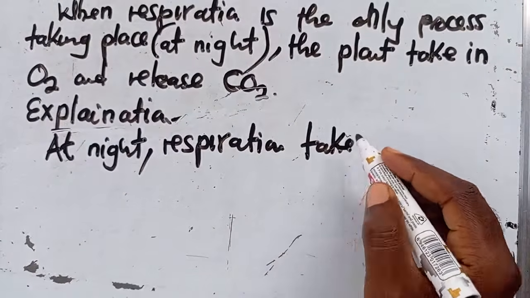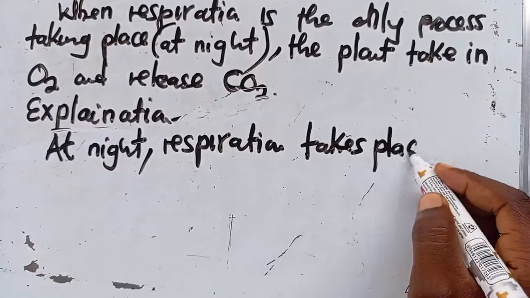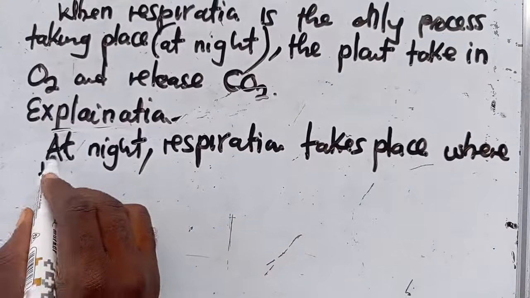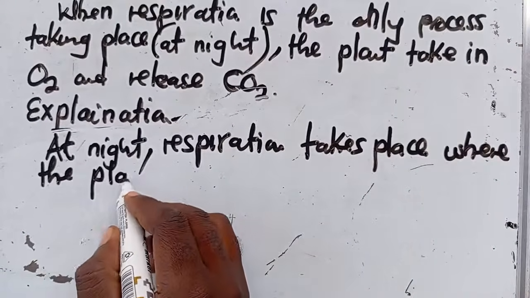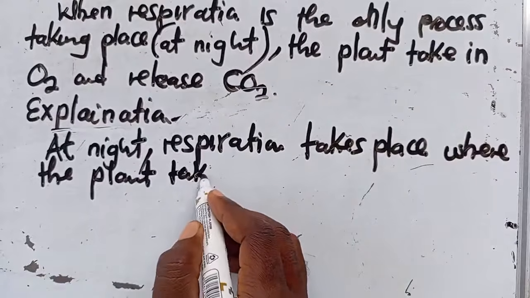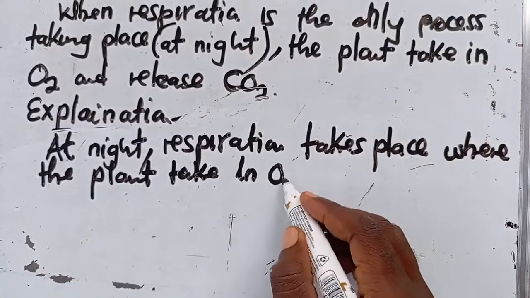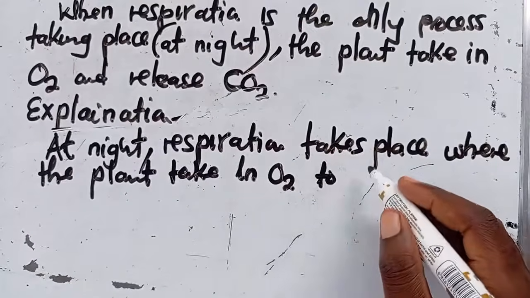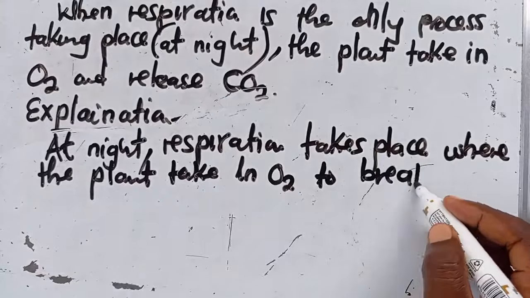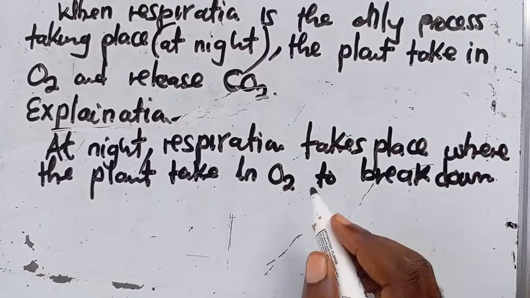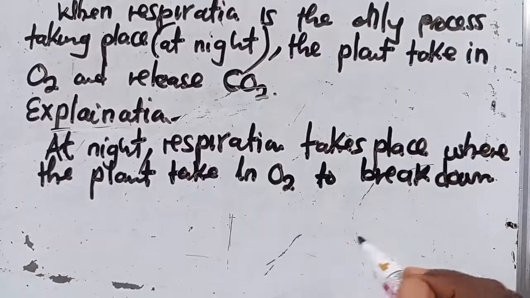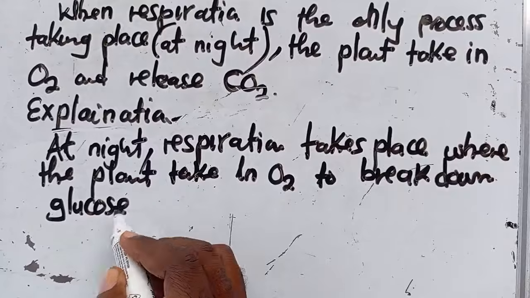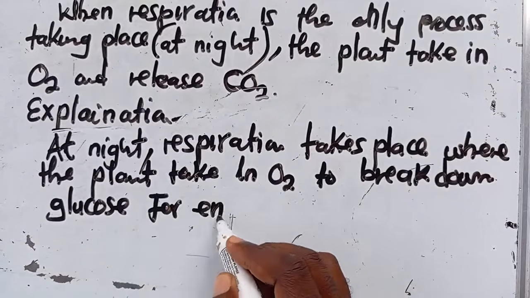Respiration does what? Takes place where the plant takes in oxygen. Oxygen to do what? To break down the glucose for energy purposes.